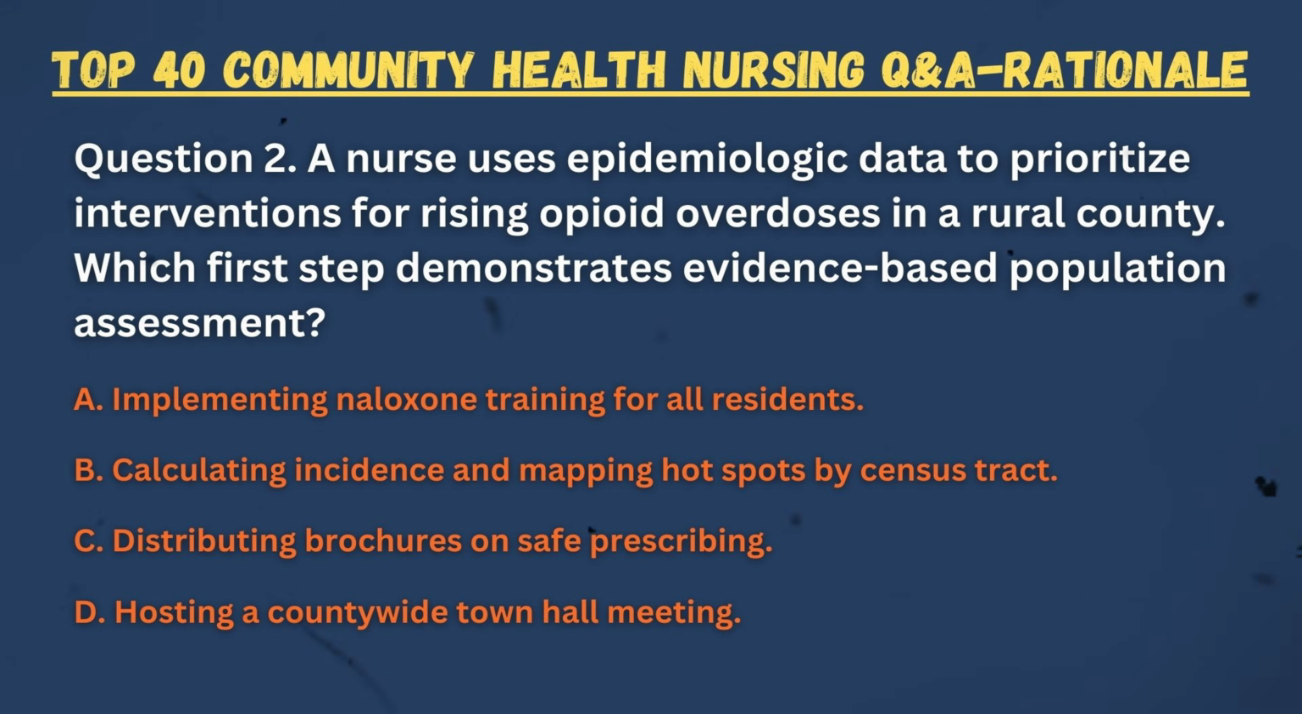Question 2. A nurse uses epidemiologic data to prioritize interventions for rising opioid overdoses in a rural county. Which first step demonstrates evidence-based population assessment?